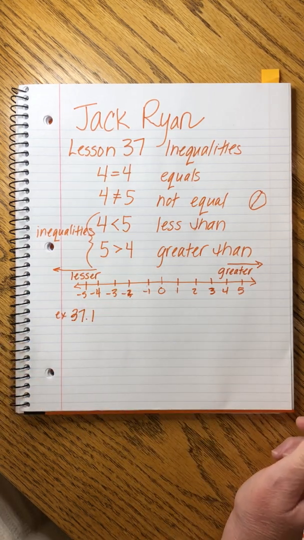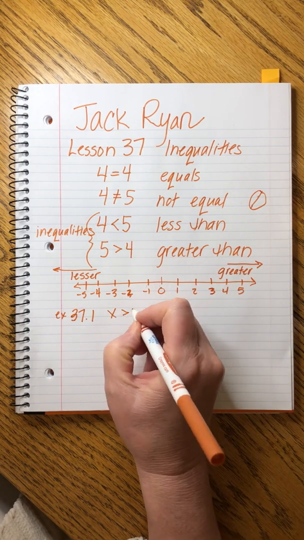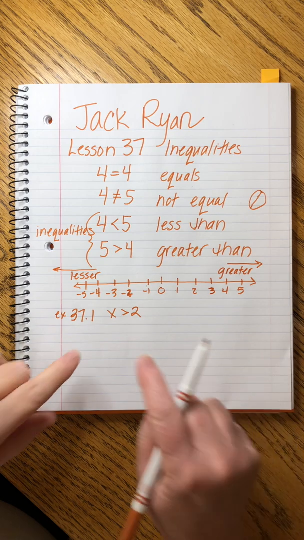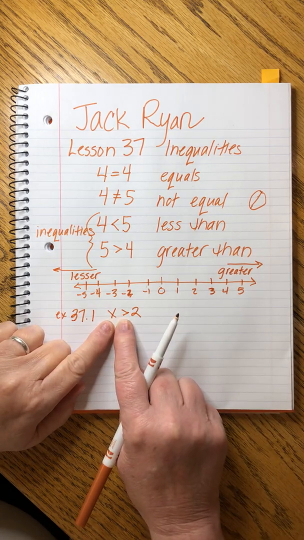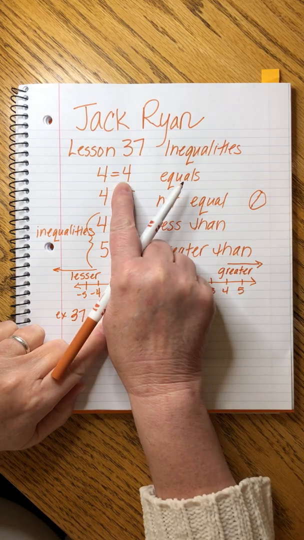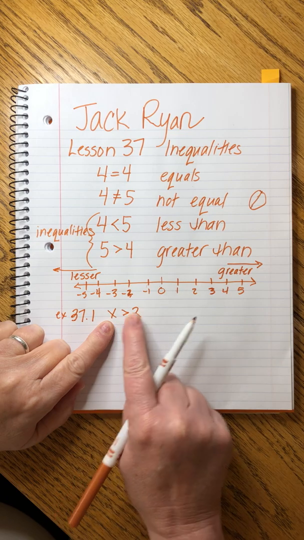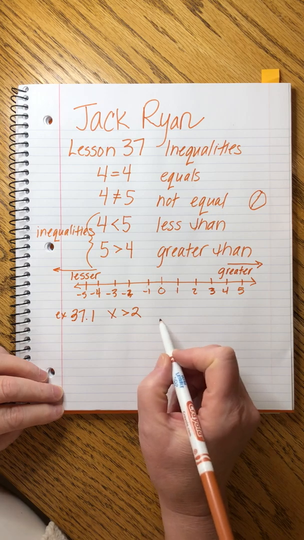37.1. Draw a number line and graph the solution of, okay, so what this means is we want to draw a picture with a number line showing all the solutions for this inequality. Now, unlike our equations where we have only one solution that makes it true, with these inequalities, we have a whole bunch of them. So that's why we want to use the number line, because it's a great way to show a whole bunch of numbers. So this is the way we would show that.